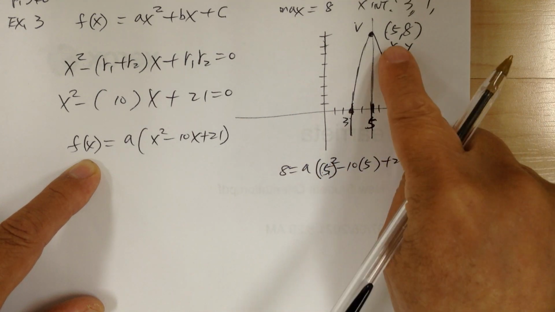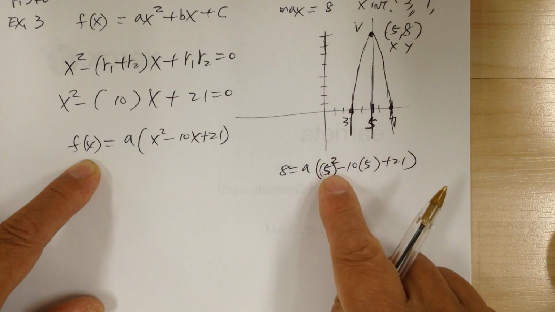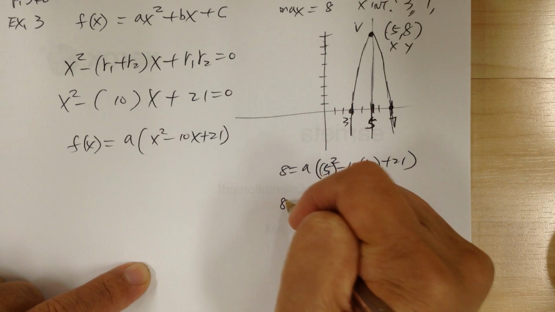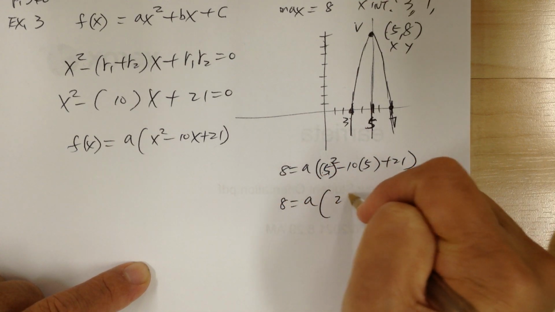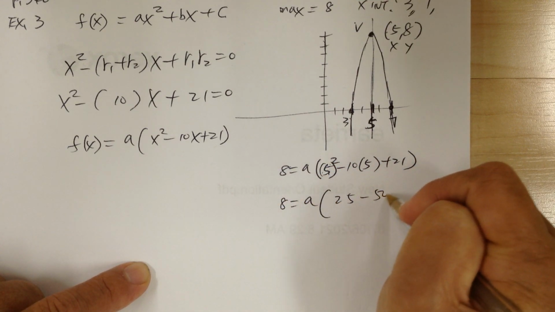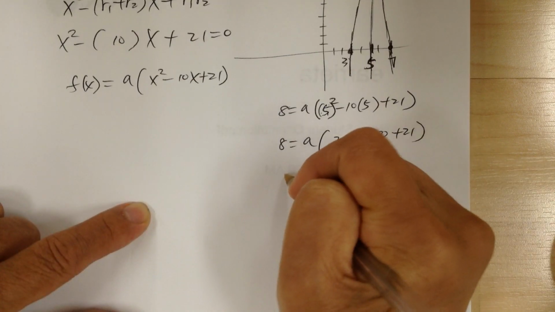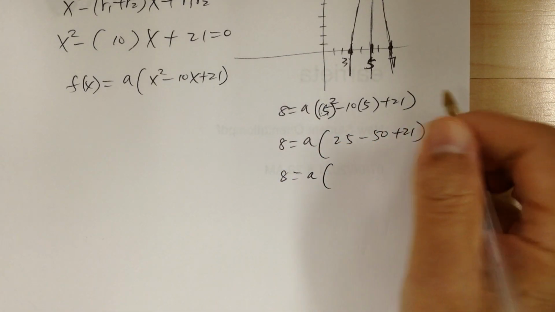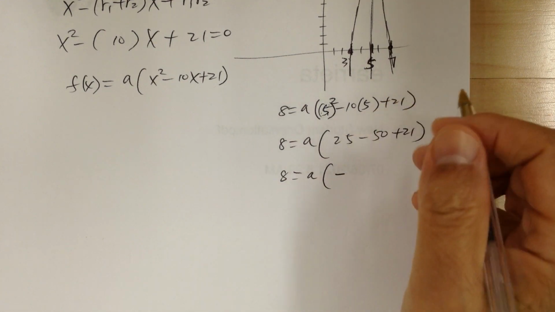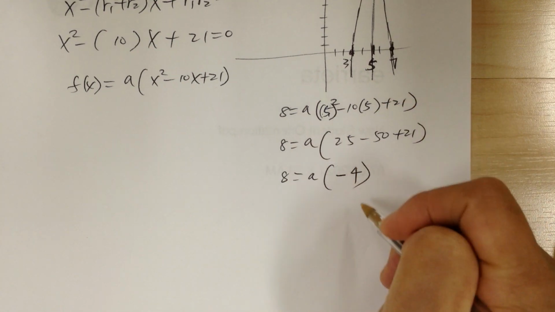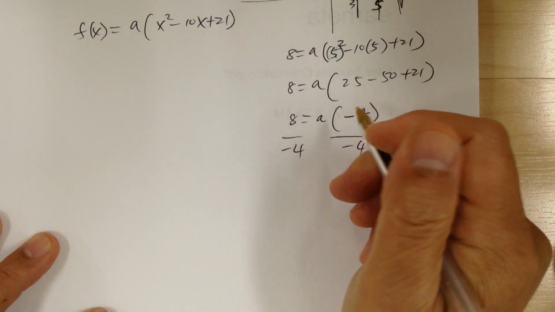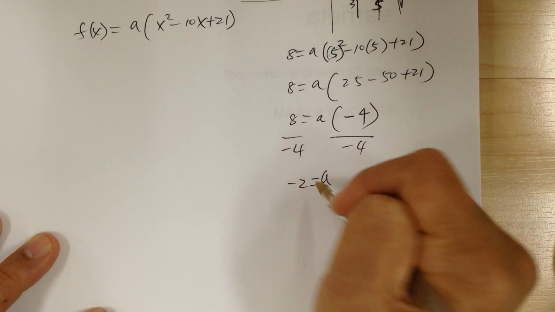Okay, so again, x equal to 5, y equal to 8. So 8 is equal to 8 times 25 minus 50 plus 21. So 8 equal to 8 times negative 4. Then you divide by -4, divide by -4. So a equal to -2.